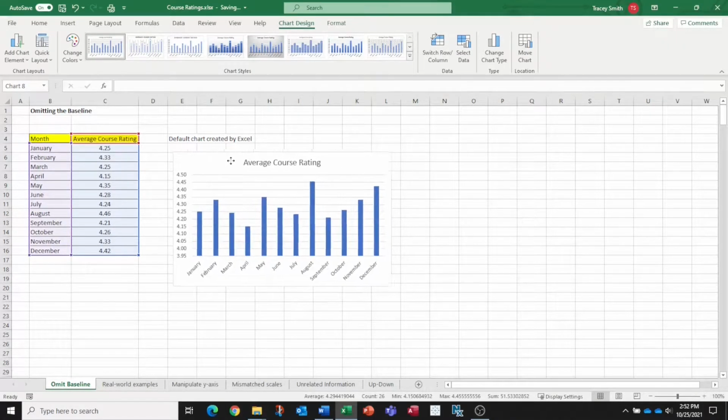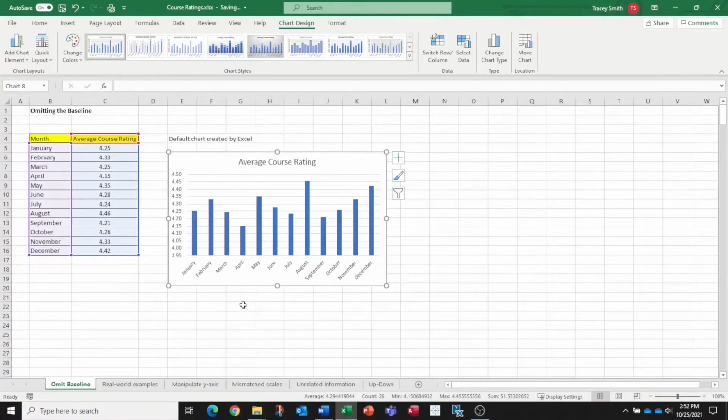And what I'd like to show you is what Excel does by default. So if you take a look on the left here, see how the axis starts at 3.95 and it ends at 4.5? Excel has made a decision for you as to what it thinks the upper and lower limits of your graph should be. Now, unfortunately, this kind of stretches our information because we really only have values from, say, about 4 to 4.5. So it's really stretched apart the differences between the numbers.